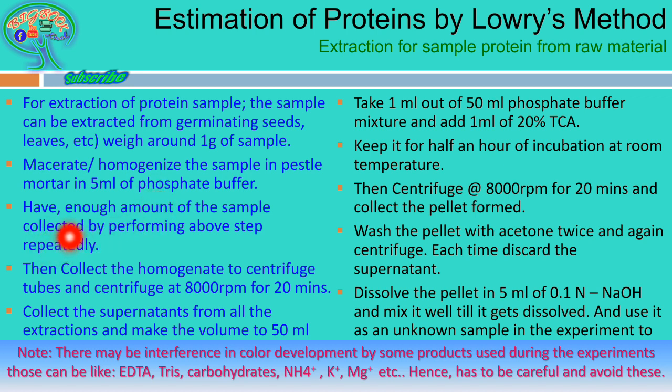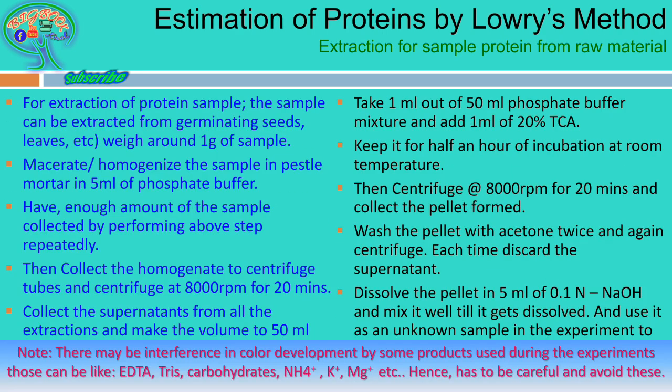And you are going to combine the sample in one container, or the beaker, or a large test tube. Then you are going to centrifuge it at 8000 rpm for 20 minutes with the help of centrifuge tubes. Then you further collect the supernatant from all the extractions and make the volume up to 50 ml with the help of the phosphate buffer.